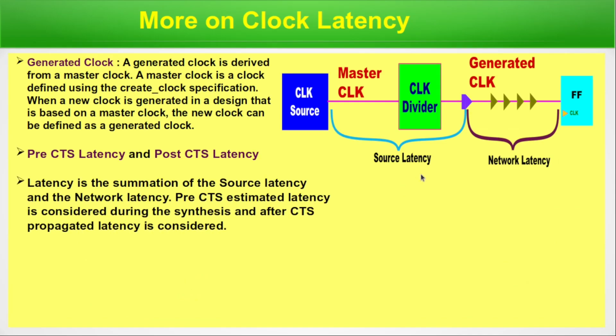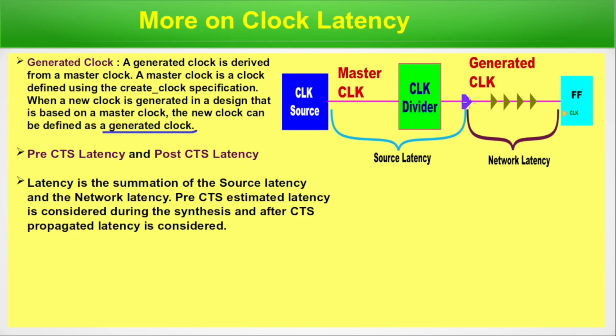Now this is another diagram where the same thing is repeated for generated clock. So a generated clock, this is a system with generated clock. A generated clock is derived from master clock. A master clock is a clock defined using the create clock specification, and when a new clock is generated in a design that is based on master clock, the new clock can be defined as generated clock. That is the master clock.